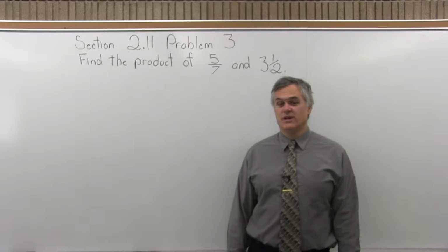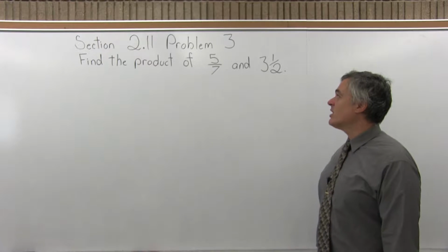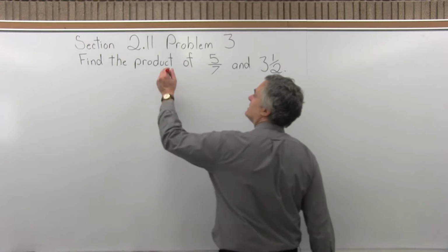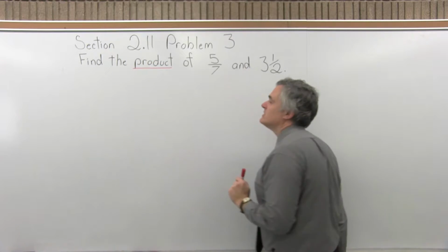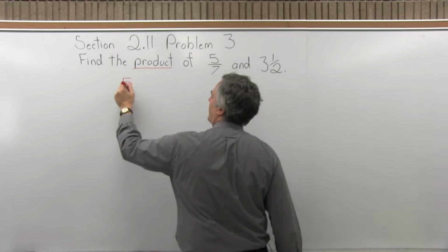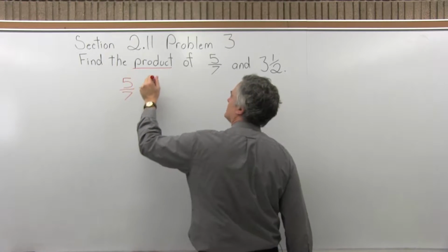This is Section 2.11, Problem 3. It says find the product of 5/7 and 3 1/2. So because the word product is used, that means we must multiply. This is the same as saying multiply 5/7 times 3 1/2.